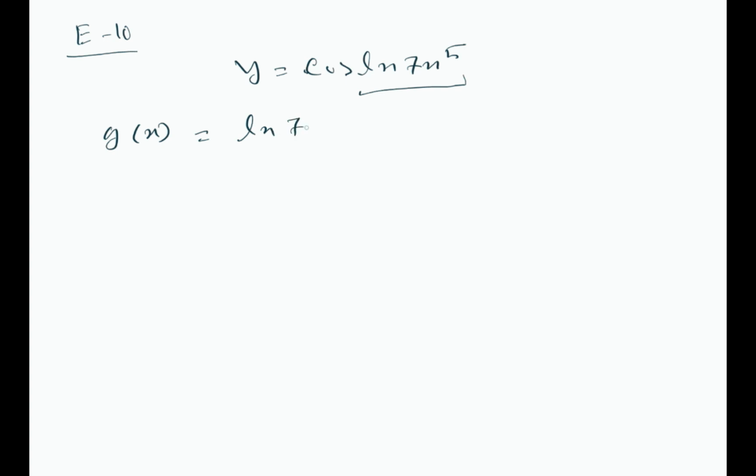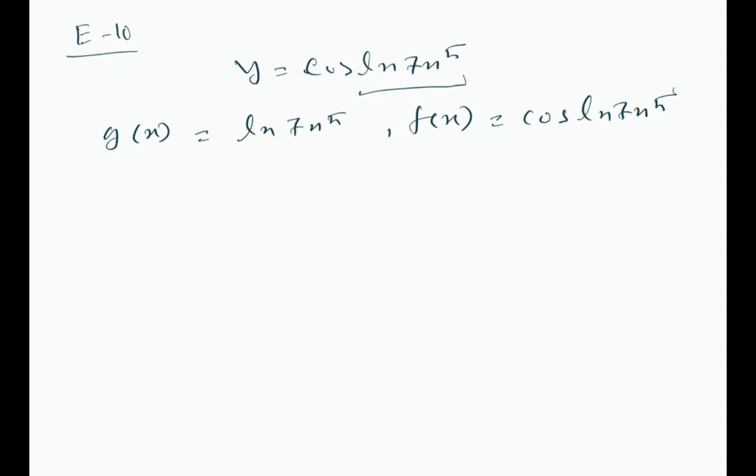Example 10. So example 10, for example, we have a function which is y is equal to cos of ln of 7x to the power 5. So in place of theta, which is angle, we have ln of 7x to the power 5. So this is our inner function. So g of x is equal to ln of 7x to the power 5, and our outer function, which is f of x, is equal to this original function, cos of ln of 7x to the power 5, right? So if you check our inner function, here it is ln of 7x to the power 5.